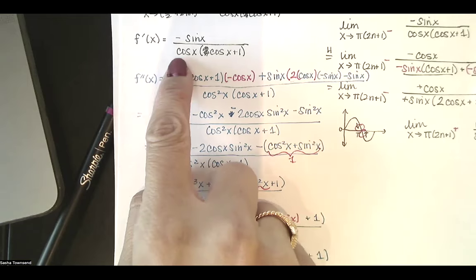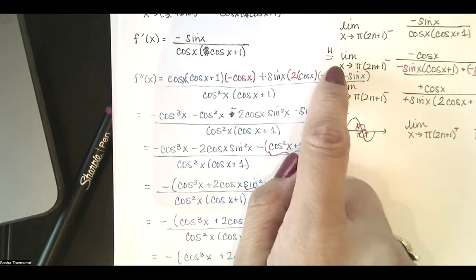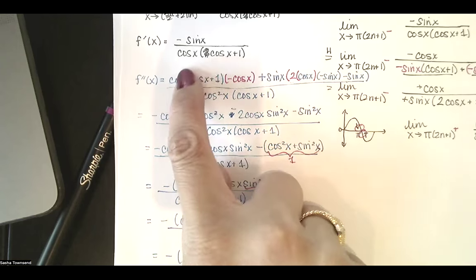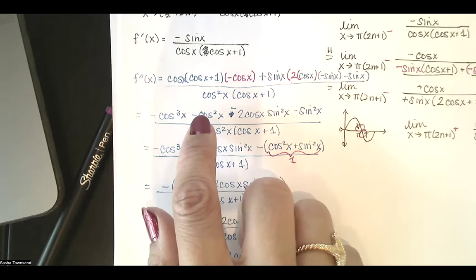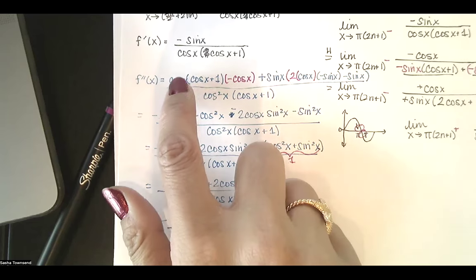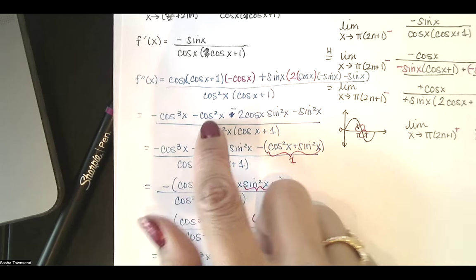If we think of this as cosine squared x, the derivative is 2 times cosine of x times the derivative of the inside, which is the negative sine of x, plus the derivative of cosine of x. The derivative of cosine of x is negative sine of x. So then if we distribute, cosine times negative cosine is negative cosine cubed. Cosine times 1 times negative cosine is the negative cosine squared.